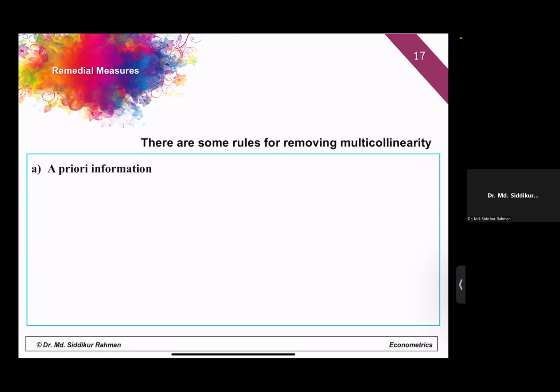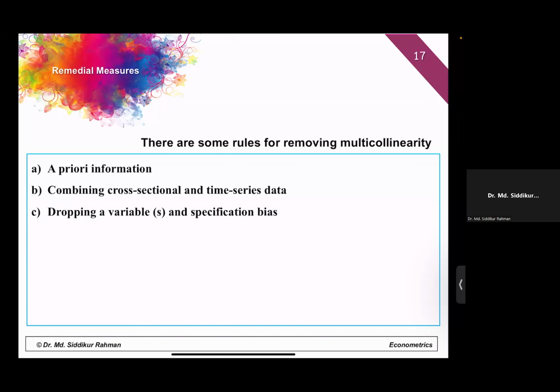A priori information. Priori means the previous knowledge. You can also use the previous knowledge in your model. Then you can combine the cross-sectional and time series data. You can drop a variable, the highly collinear variable you can drop, and you can remove the specification bias.